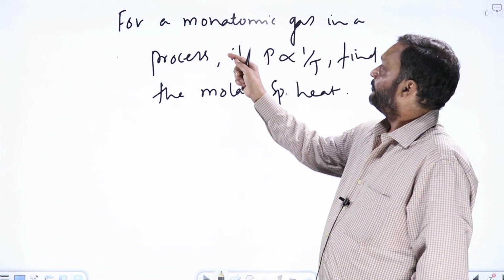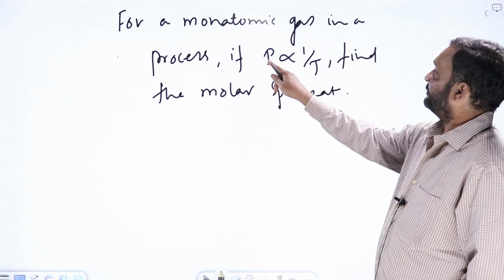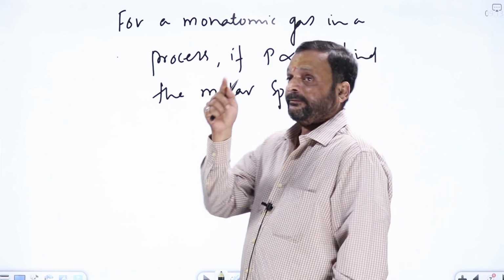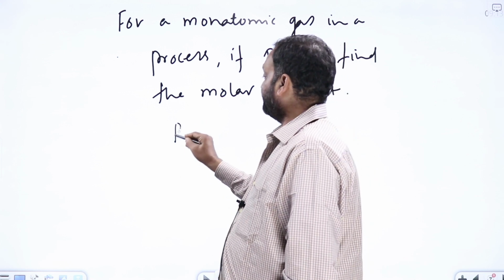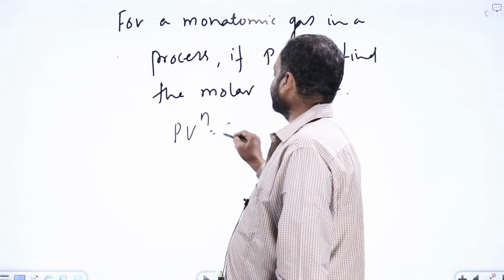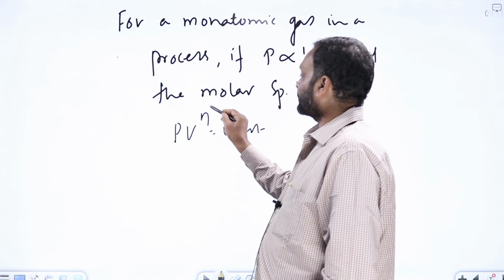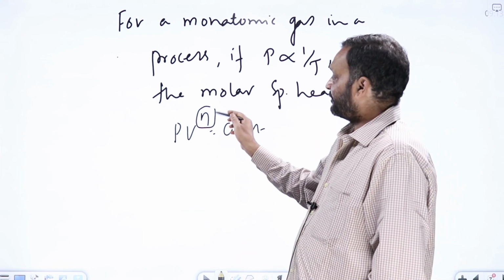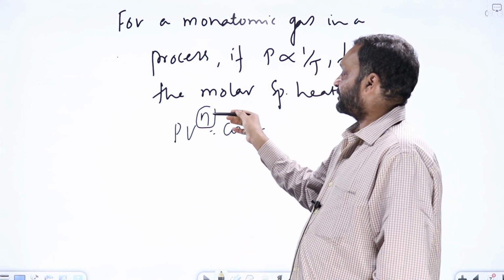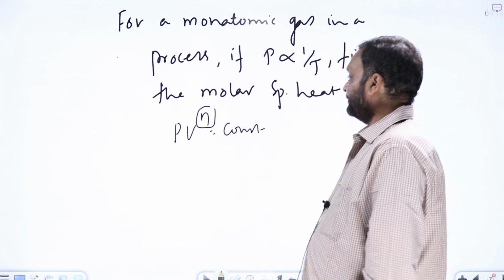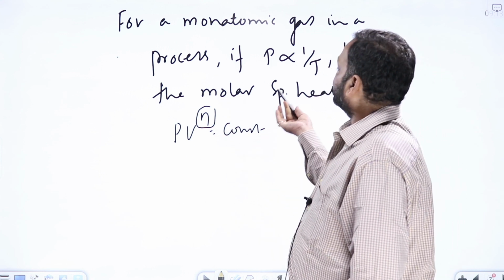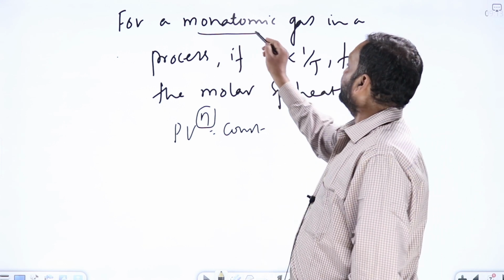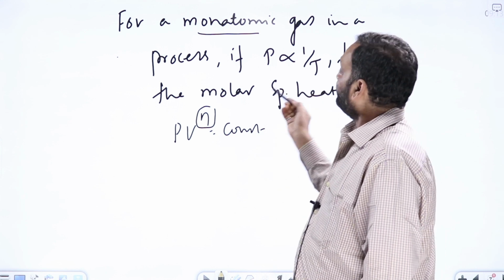Now look at this problem. For a monoatomic gas in a process, if P is proportional to 1 by T, find the molar specific heat. We have seen a polytropic process where PV to the power n equal to some constant, where n is called the polytropic exponent. N other than 1 or gamma, that is apart from isothermal and adiabatic, all other processes with different n values are polytropic processes only. Now some process where pressure is proportional to 1 by T has been given, and monoatomic gas.